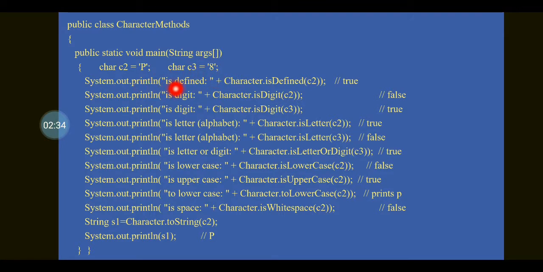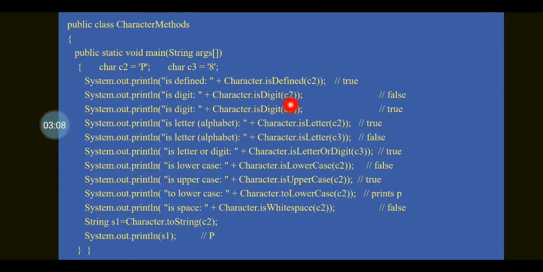System.out.println of isDefined. Here Character is the class name, and isDefined() is called with the name of the class, so we can say isDefined() is a static method. Because this method is called without an object, we have to note that here. And Character.isDefined(c2): the character c2 is defined by the letter P, so it returns true as a result.